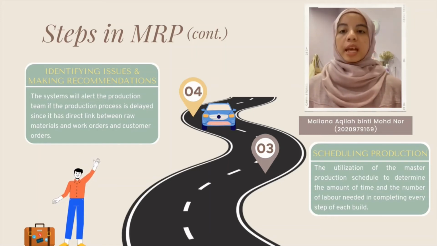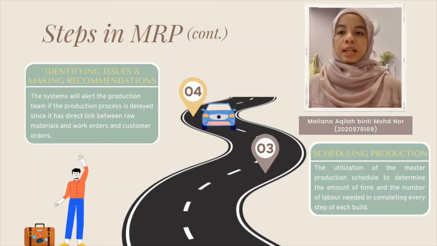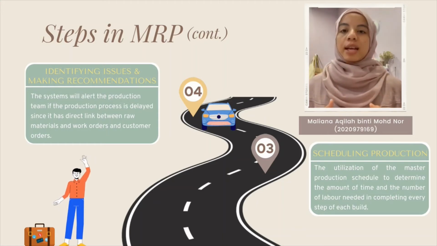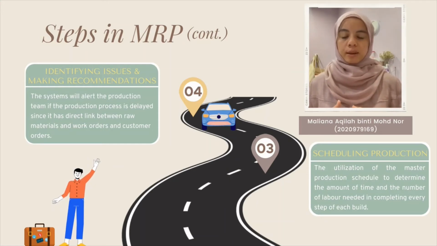And the last step in MRP is identifying issues and making recommendations. MRP will notify the production team if the production is behind schedule, since it has a direct link between raw materials, work orders and customer orders.